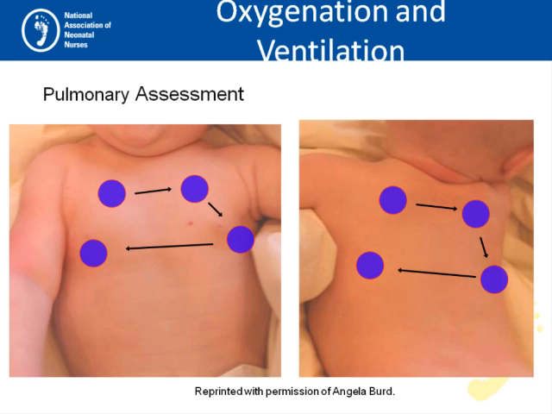Retractions, grunting, flaring, and seesaw respirations are associated with respiratory distress, and asymmetrical chest movement may be due to pneumothorax or lung lesion. Auscultate breath sounds in a consistent pattern to assess all lobes.